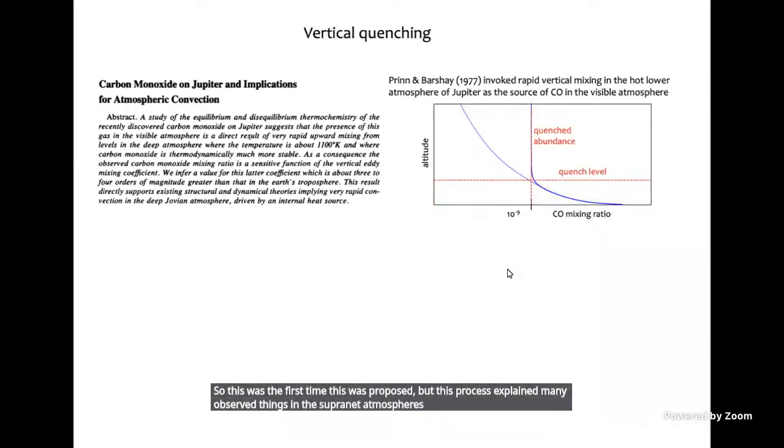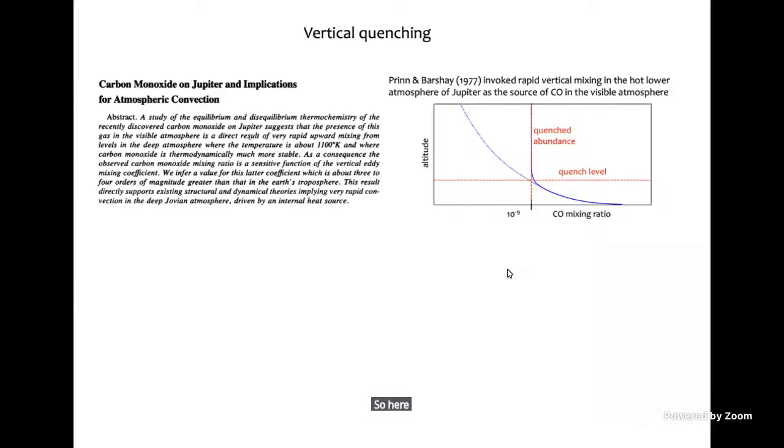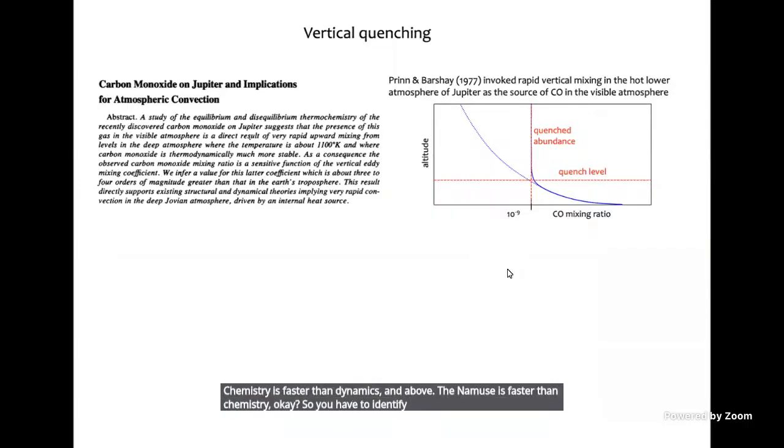So this was the first time this was proposed, but this process explains many observed things in exoplanet atmospheres. For example, here an important concept is the quench level, which is the level in which the rate of the mixing is equal to the rate of the chemical reactions. So below, chemistry is faster than dynamics, and above, dynamics is faster than chemistry, okay? So you have to identify the quench level, because this will set the abundance that will quench above, okay?